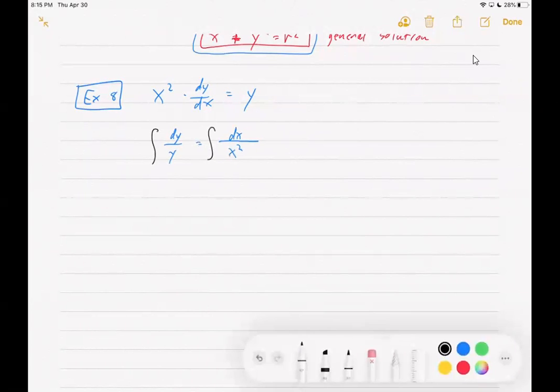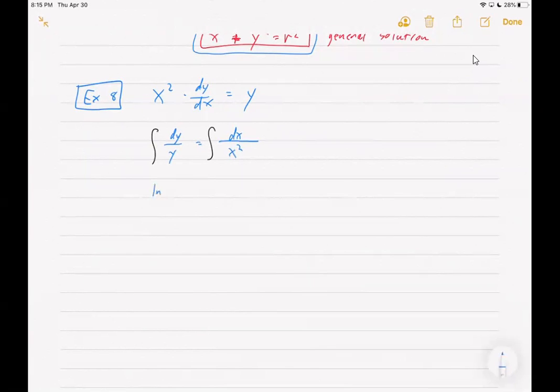So when we go to do that, see if you can integrate. Pause the video for a moment and see if you can do the integration step. Okay, so I'll work that out. ln of absolute value of y is going to equal, now be careful, it's not ln of x squared. That's a no-no. This is now a power rule.